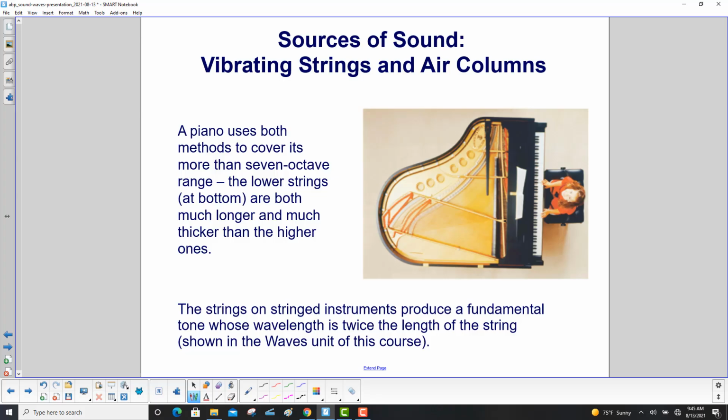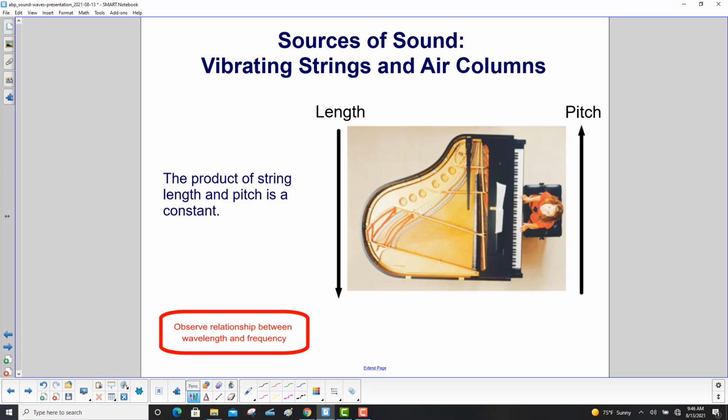A piano uses both methods to cover its more than 7-octave range. The lower strings are much longer and much thicker than the higher ones and give you the low notes, and up here the high notes. The strings on stringed instruments produce a fundamental tone or frequency whose wavelength is twice the length of the string. That was shown in the waves unit of this course, the one right before this one. The product of string length and pitch is a constant. So the length increases as you go this way, but the pitch increases this way. You get the higher notes up there. So here's another video to observe the relationship between wavelength and frequency.